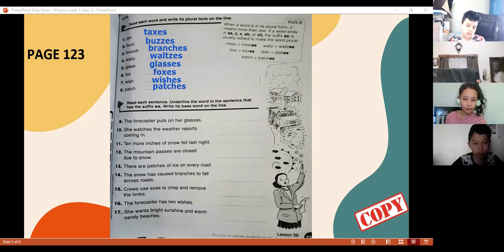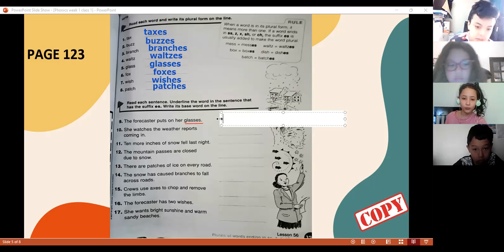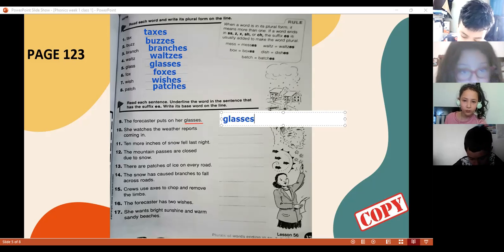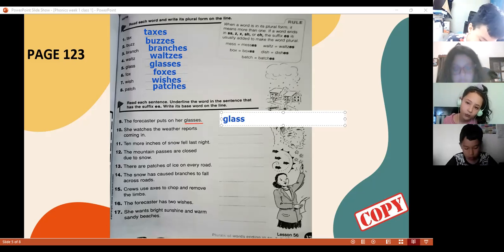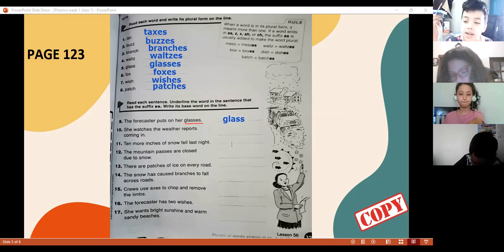Glasses, that's right. It's the word that has the suffix ES, and it's a plural. So we're going to underline glasses and write the base word. What is the base word for glasses? Glass, just glass, because that is the singular. Excellent.